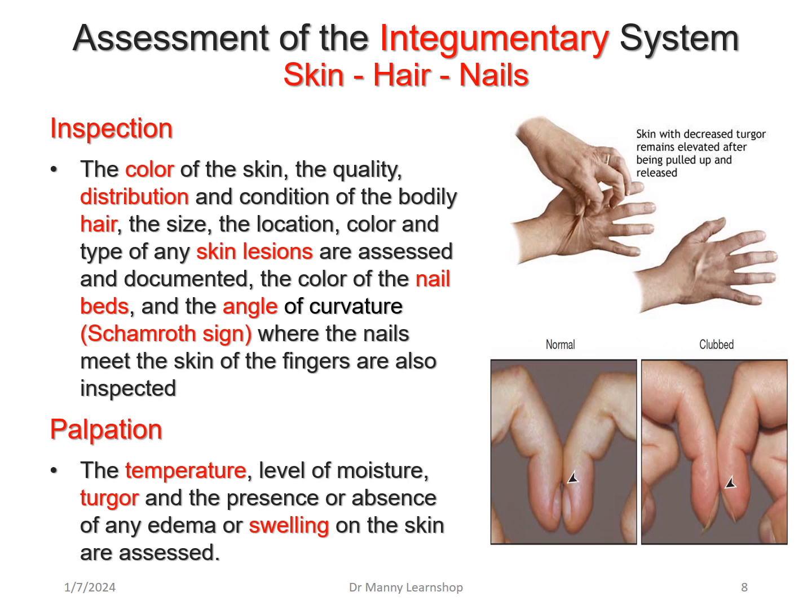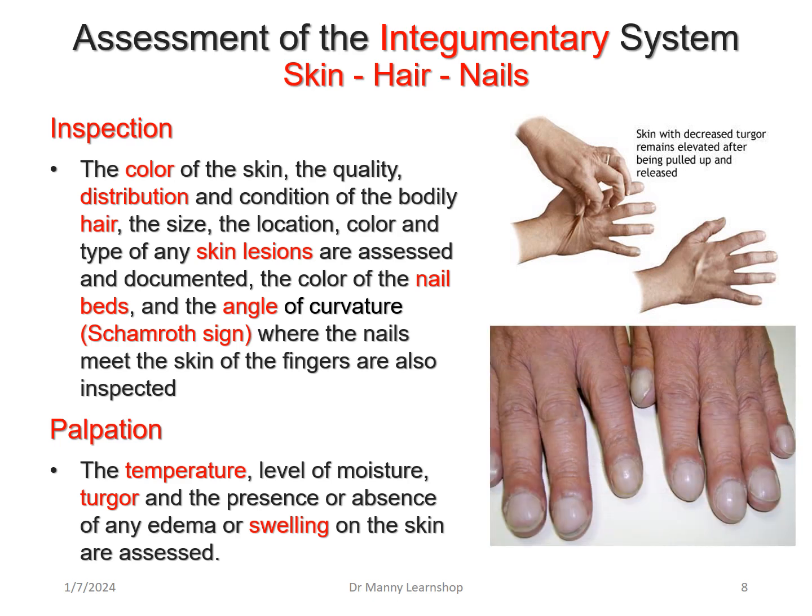Palpation: the temperature, moisture level, skin turgor, and presence of edema or swelling, in other words, of the skin can be assessed. There's an example of finger clubbing, extreme.